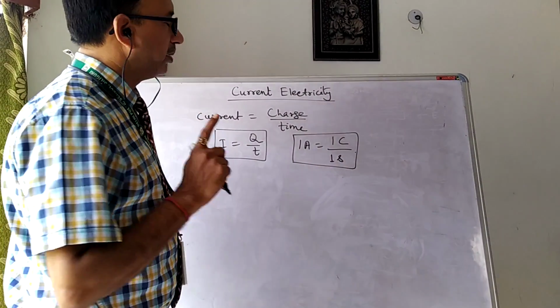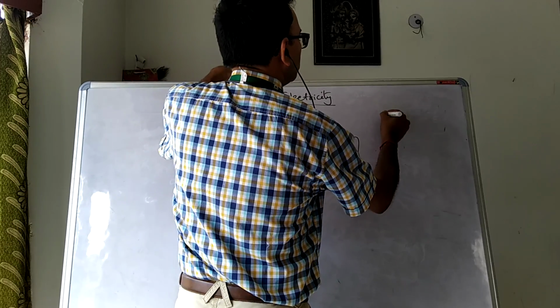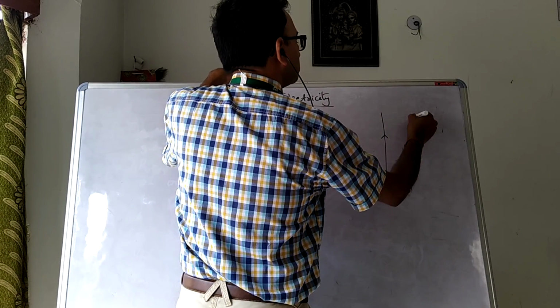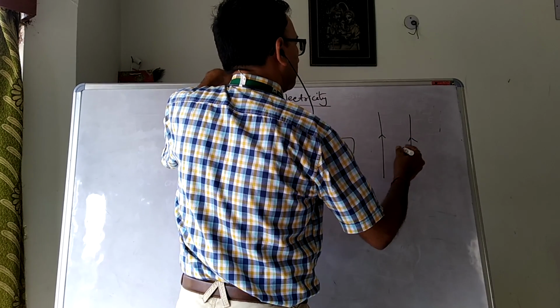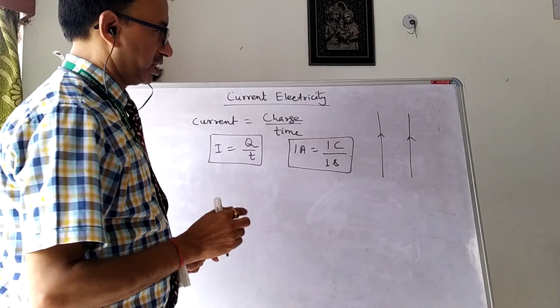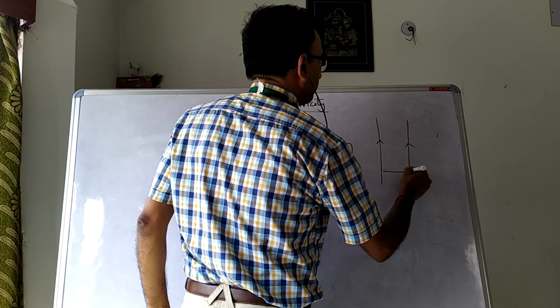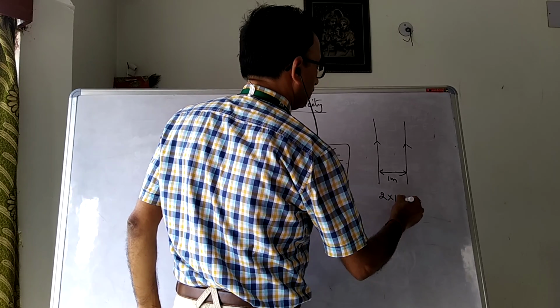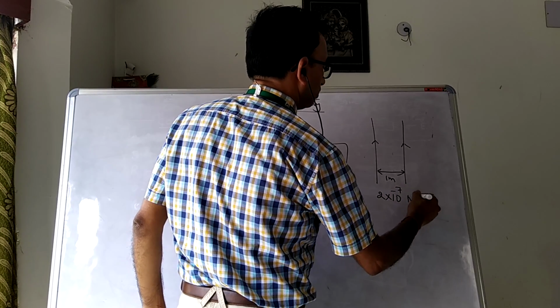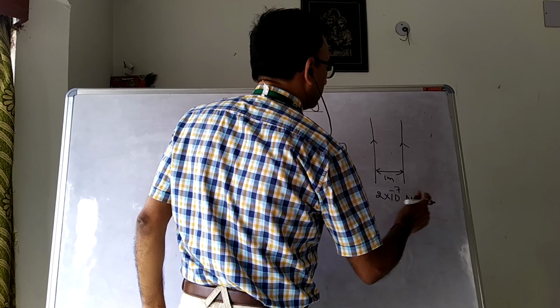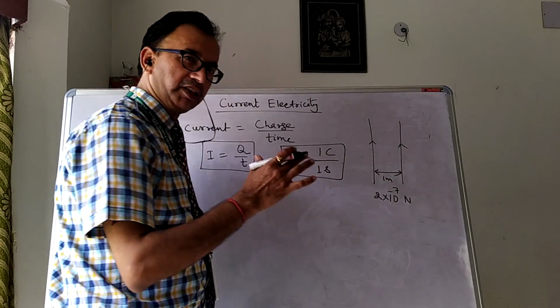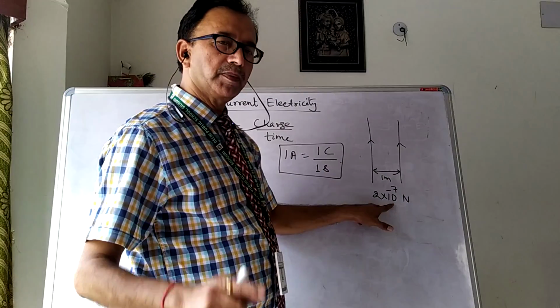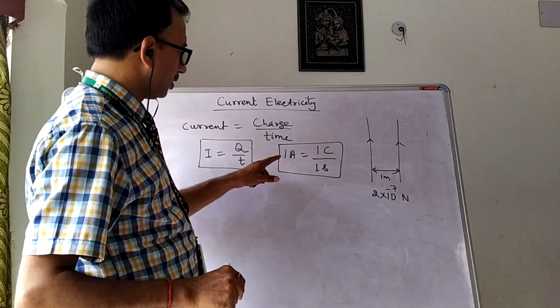The definition of 1 ampere current is that when two current carrying wires are held parallel to each other, carrying current in the same direction, separated by 1 meter in air, they experience a force of 2 into 10 to the power minus 7 Newton per meter. This is the force experienced per unit length. Then we call it 1 ampere.